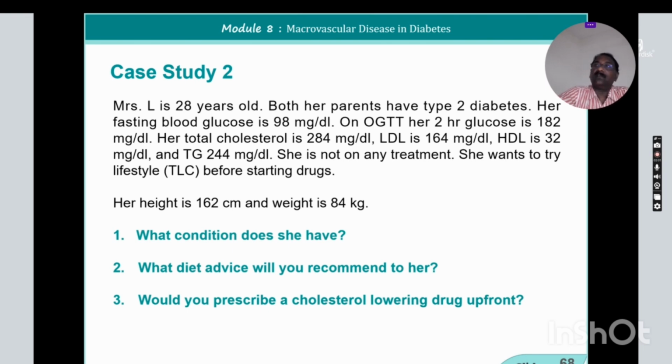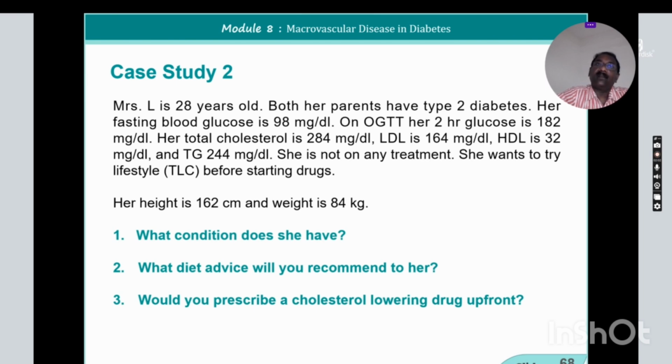Now the total cholesterol 284. So hypercholesterolemia. LDL 164 is very high. HDL 32 is very low. She is a female, it should be more than 50. So 32 is very low. Triglycerides 244. She is not on any treatment. She wants to try the lifestyle changes before starting the drugs. Now coming to the height and the weight, BMI. Height is 162, so the normal weight is 162 minus 100, so the normal weight is 62. But the actual weight is 84. So she is obese.